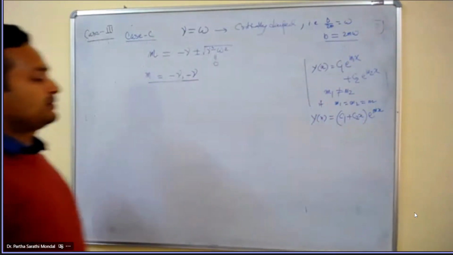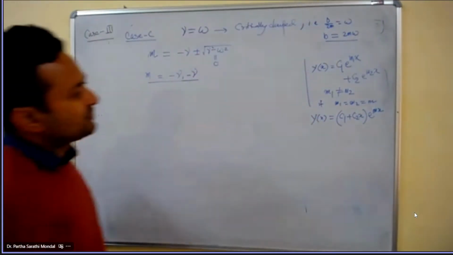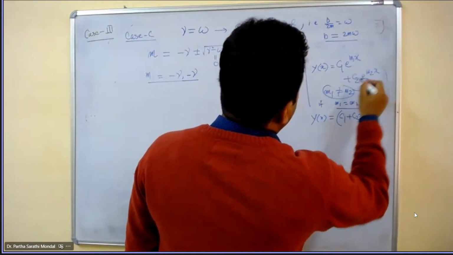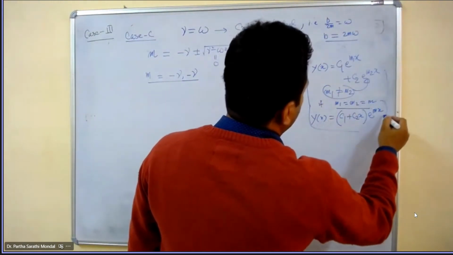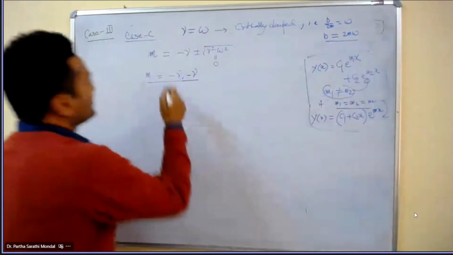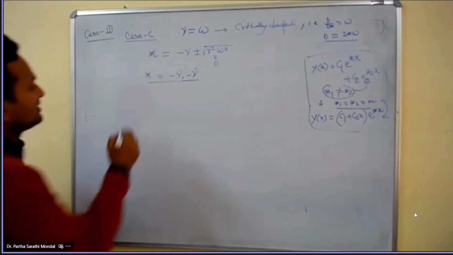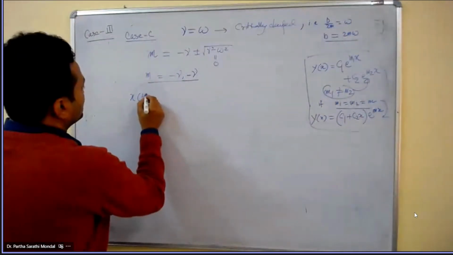So this is how we have to write the solution if these two roots are equal. If they are not equal, then you have to write it in the other way. Okay, so similarly, we have equal roots here, then we have to use a different format. So x(t) will now be the solution.